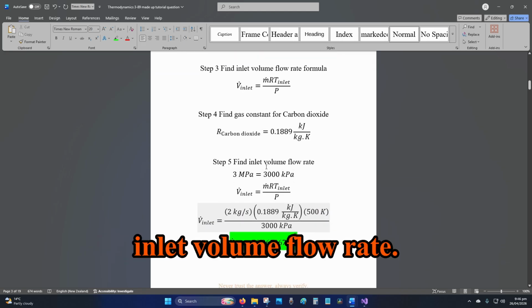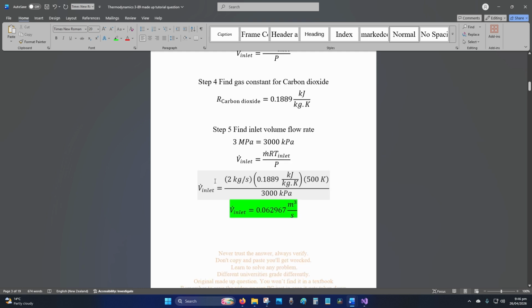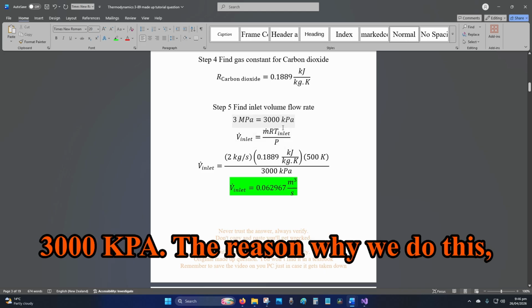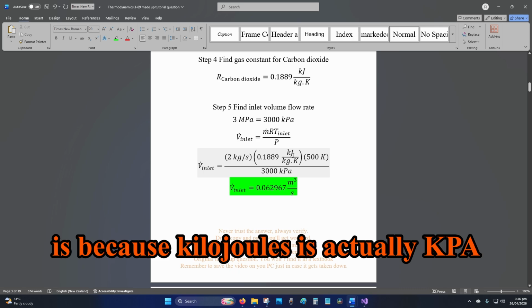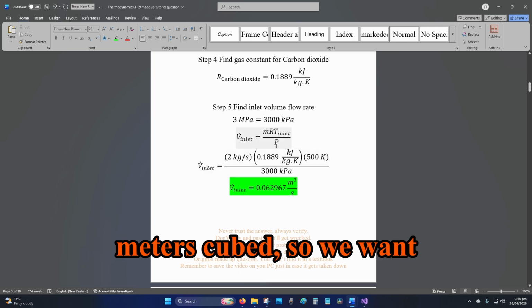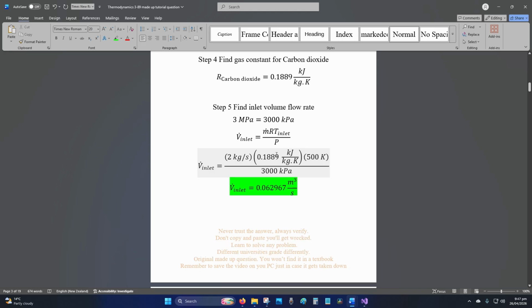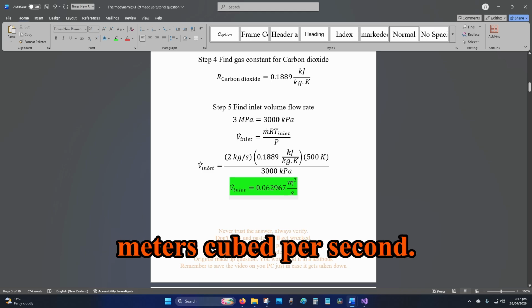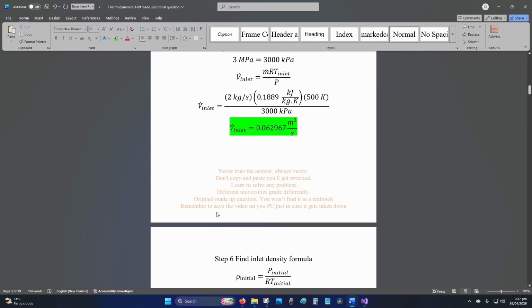Step 5, find the inlet volume flow rate. We first convert MPa to kPa. So 3 MPa to 3000 kPa. The reason why we do this is because kilojoules is actually kPa meters cubed, so we want to cancel out the units. So our inlet volume flow rate is 0.062967 meters cubed per second.